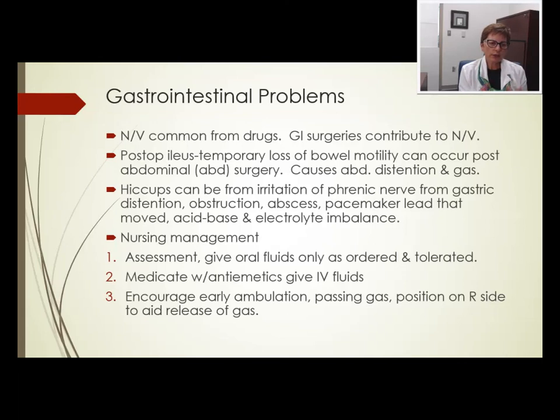The nursing management is, again, you're going to assess. You're going to give oral fluids only as tolerated and as ordered. So if the patient's NPO, they're NPO. You're going to medicate with antiemetics, and you're going to give IV fluids. We're going to, again, encourage early ambulation, and encourage them to pass that gas, not to be embarrassed about it. And if they lie on their right side, that helps the gas move up to get released.